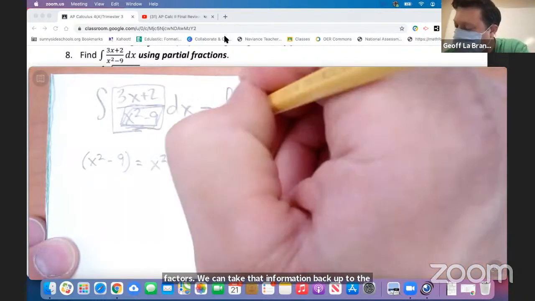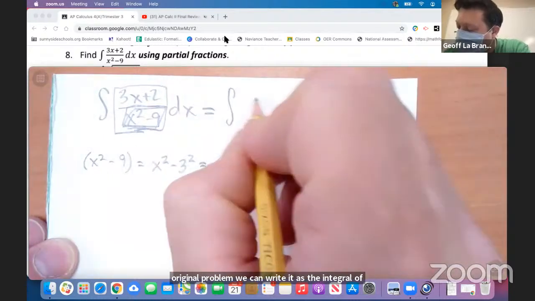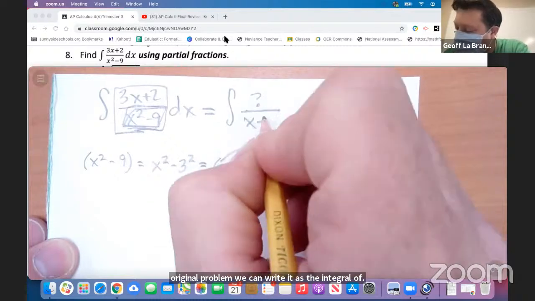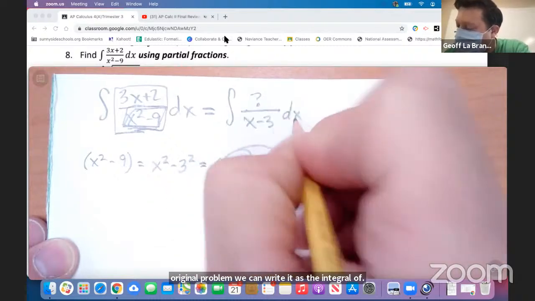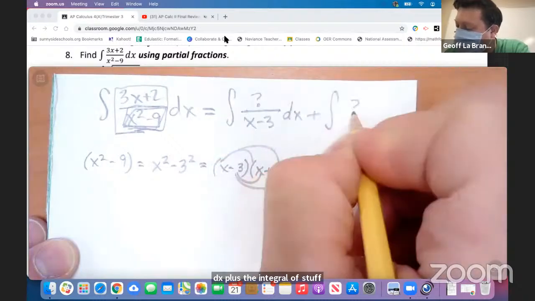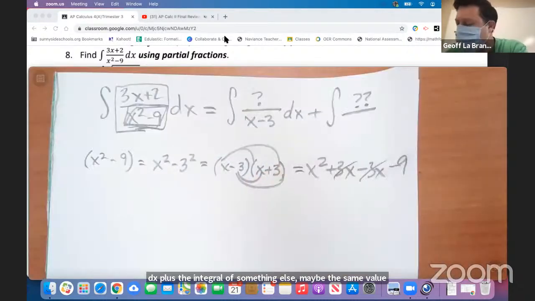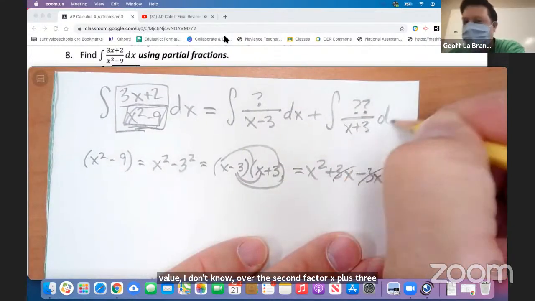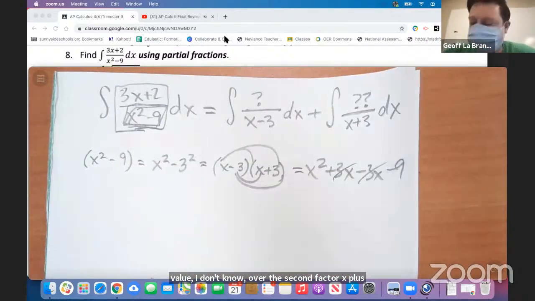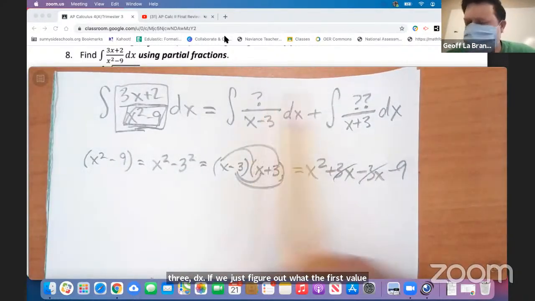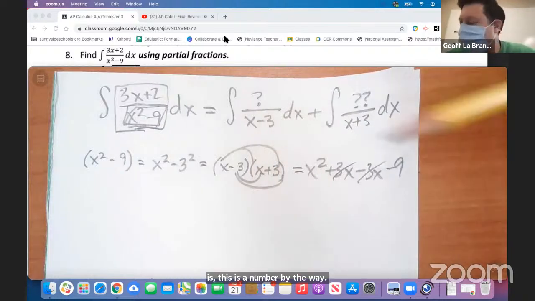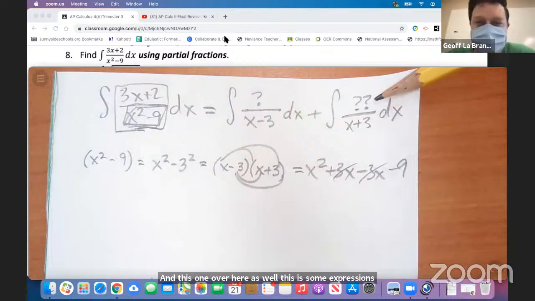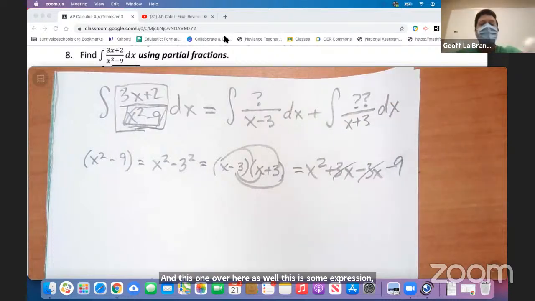We can write it as the integral of something over the first factor, x minus 3 dx, plus the integral of something else, maybe the same value, I don't know, over the second factor, x plus 3 dx. If we can just figure out what the first value is, this is a number, by the way. Sometimes they're an expression, but for us, this will be a number. And this one over here as well. This is some expression, some number.